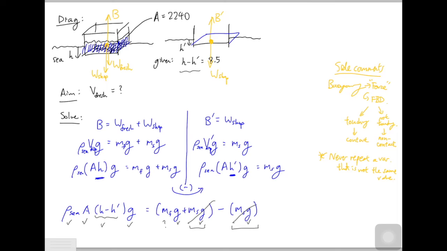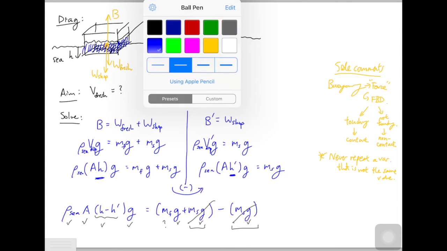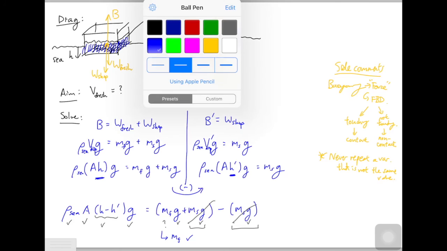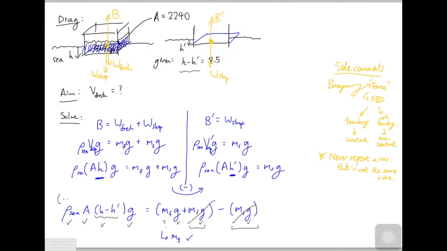Alright, so this immediately will result in you getting the mass of the fresh water known out of this equation, because it's one equation, one unknown. A little bit more explicitly, this is the time where you can plug in all the numbers. This is 2240, and this is 8.5, this is 9.81. In fact, as you can see, the g's actually all cancel out. But in principle, just to be very obvious over here, that is what you can do.